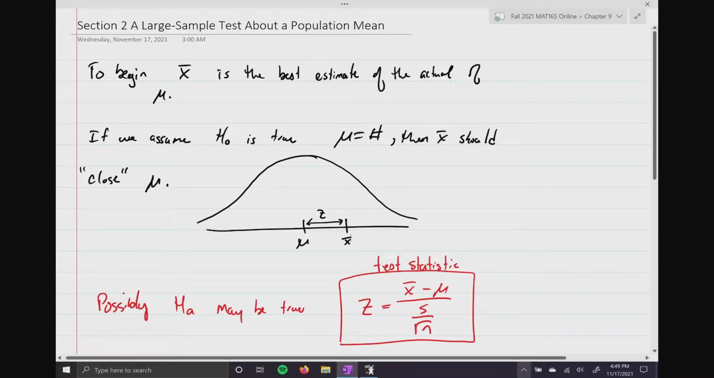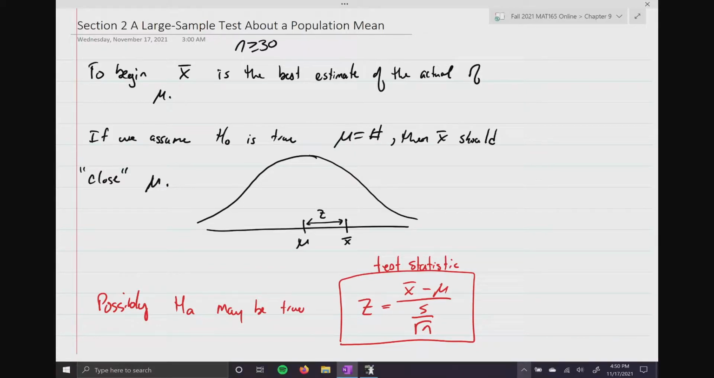All right, hello everybody. So now we're going to talk about section 2, which deals with a large sample test about a population mean. Now we know large samples are anything n greater than or equal to 30, okay? So the idea behind it here is this, and I kind of just wrote some notes down while I was thinking about how I wanted to approach this section: first, x bar is going to be the best estimate of the actual population mean mu.